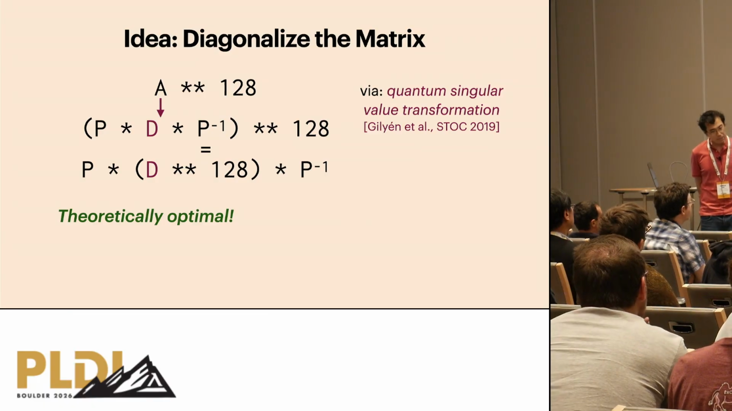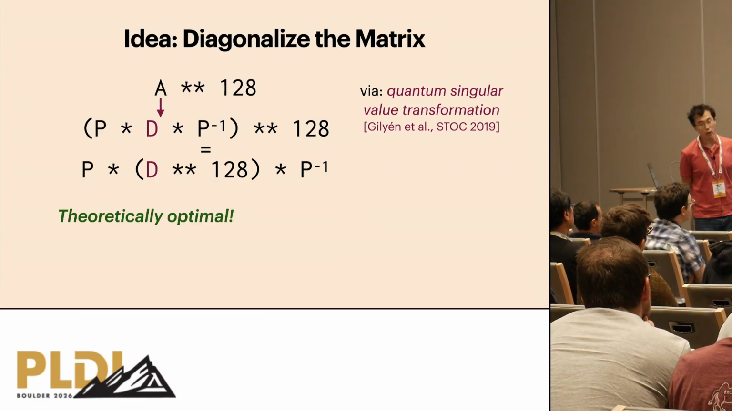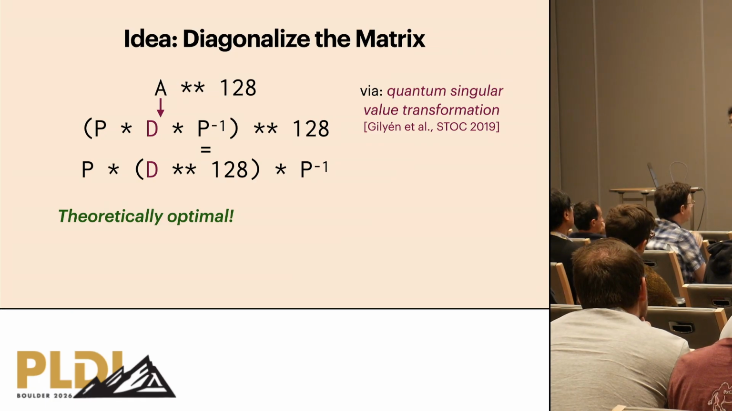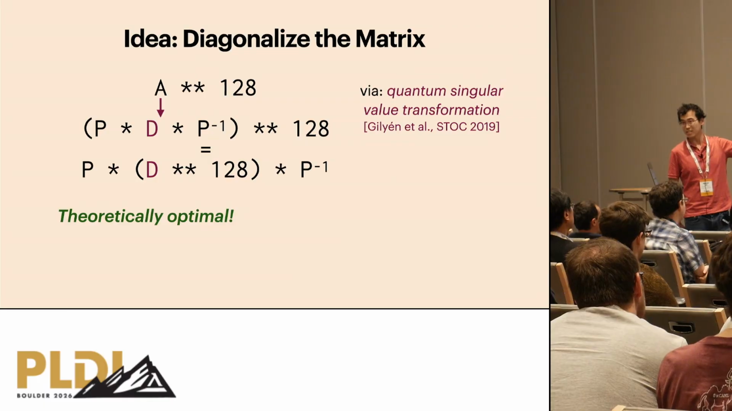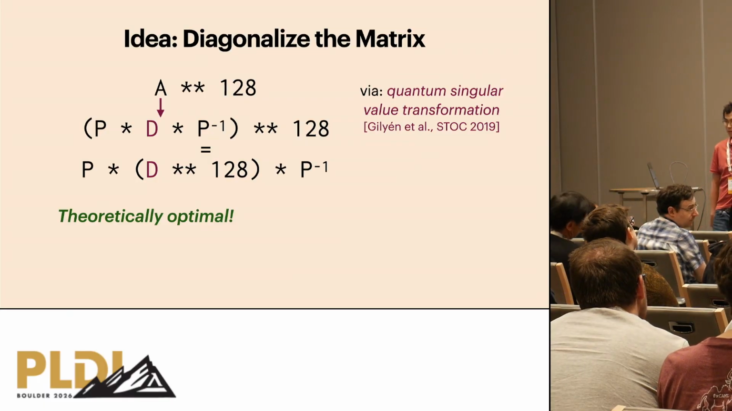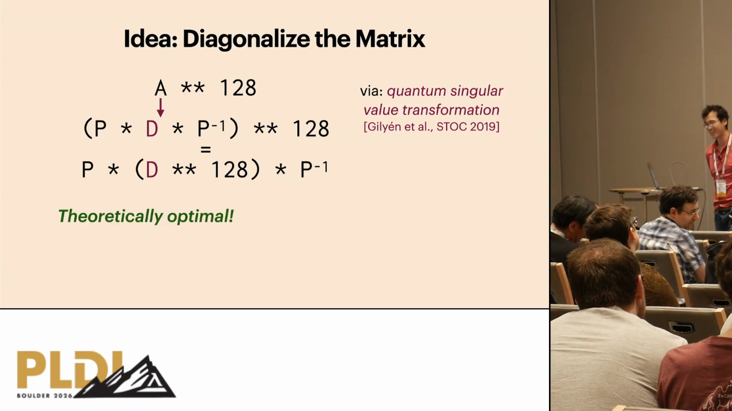There is some deep math that we can tap into here. There's something called the quantum singular value transformation that I absolutely do not have time to explain. But a way to think about it is that we can exploit some linear algebraic structure, kind of analogous to diagonalization, right? Exponentiating a matrix is a lot easier if you just want to exponentiate the diagonal instead.